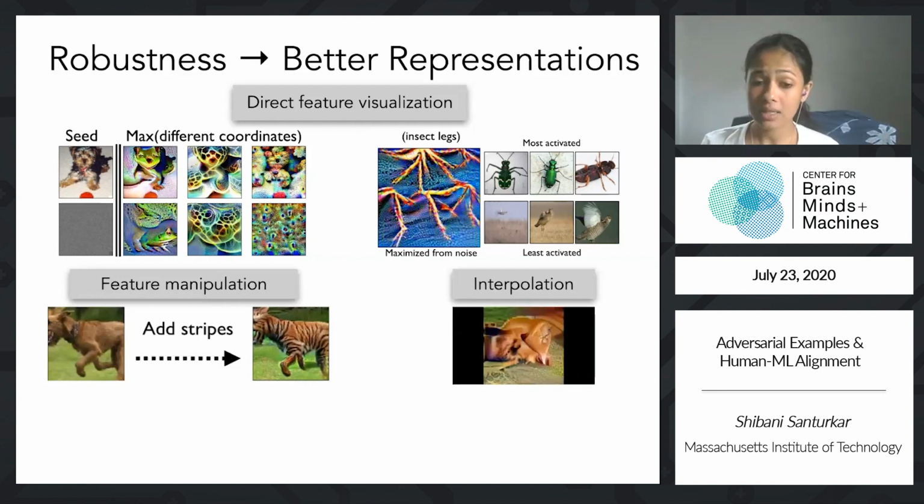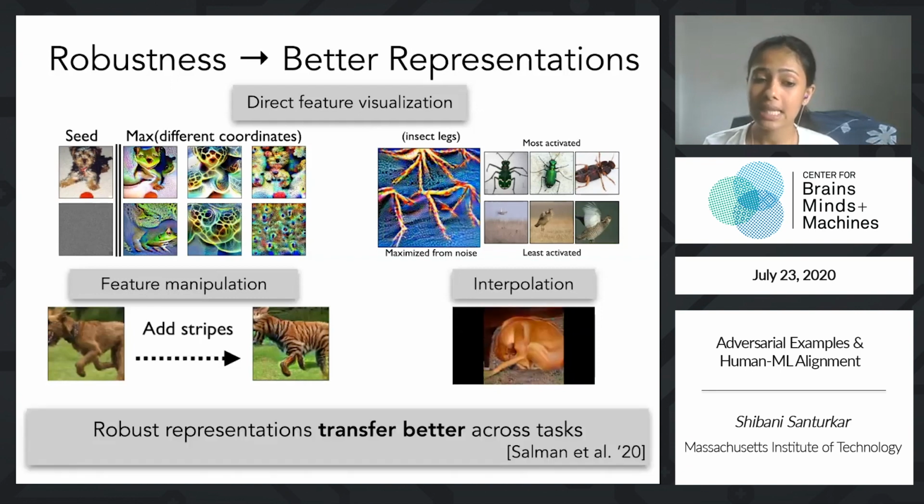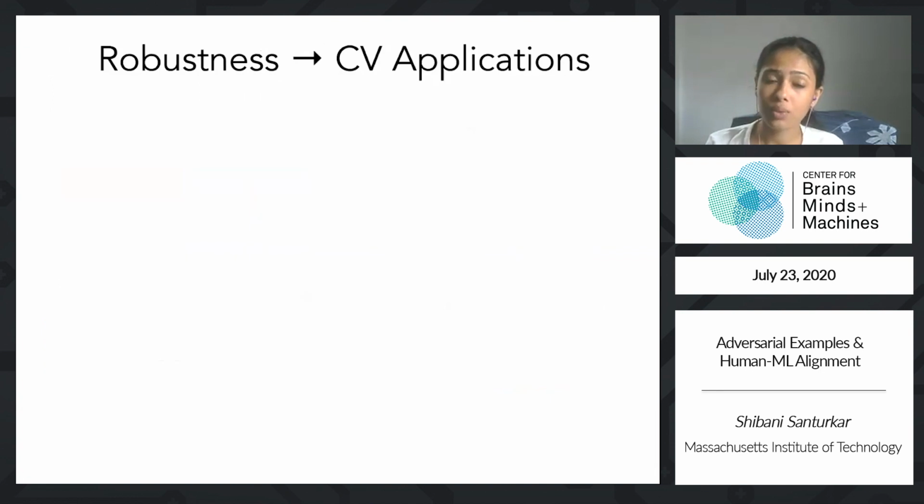And there was a recent paper by some of my lab mates that basically showed that these robust representations also transfer much better across tasks than standard models. And there's also been a lot of other recent work showing how robust representations are better in many different senses. And another really cool thing for us was that we found that with robust models, classifiers could do much more than just being classifiers.